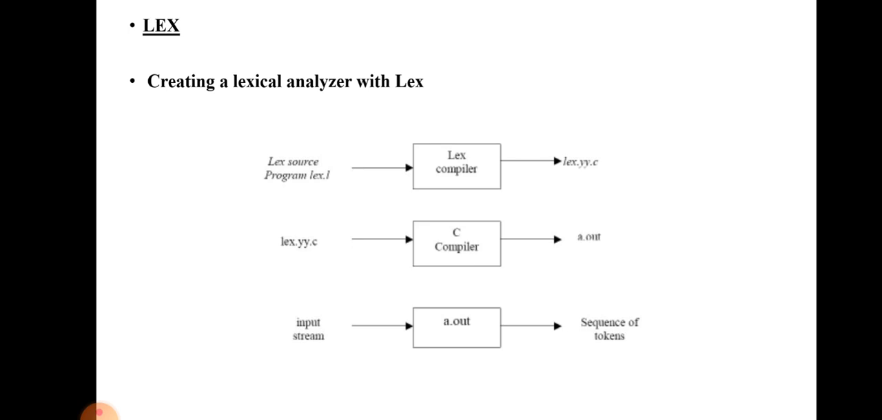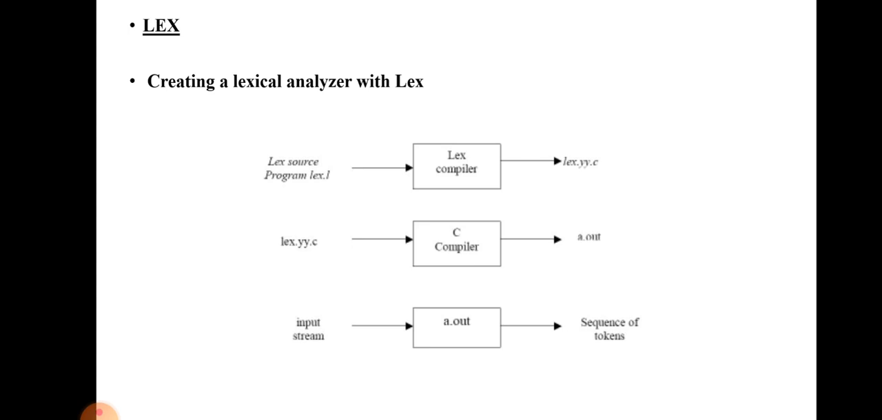So this is the block diagram of lex. There are three important points: the lex compiler, the C compiler, and a.out. First we write the lex program, which has the extension .l. For example, if the program name is lex, then the lex program is lex.l, which is given as input to the lex compiler.